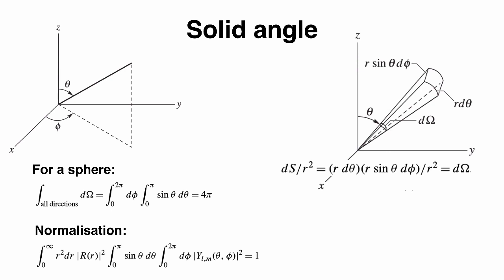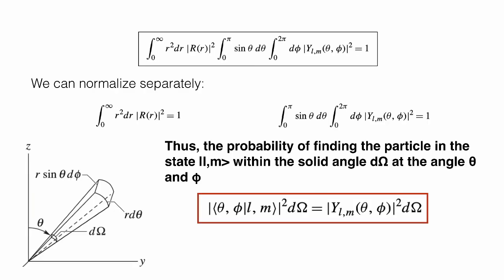Just to give you an example, if you integrate the solid angle d omega for a sphere, you find 4 pi, which is the origin of the 4 pi in the surface area of a sphere, 4 pi r squared, or the 4 pi that shows up in the volume of a sphere, 4 pi r cubed over 3. So all that makes sense. Now we have to normalize the wave function and all the states, and we are going to do this using the solid angle.